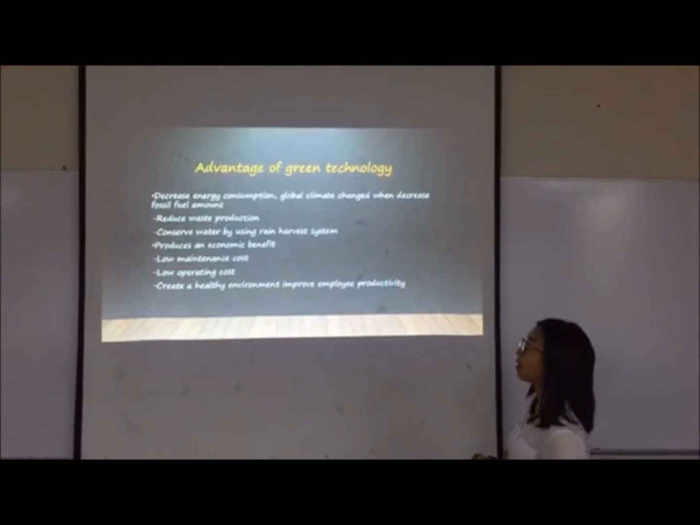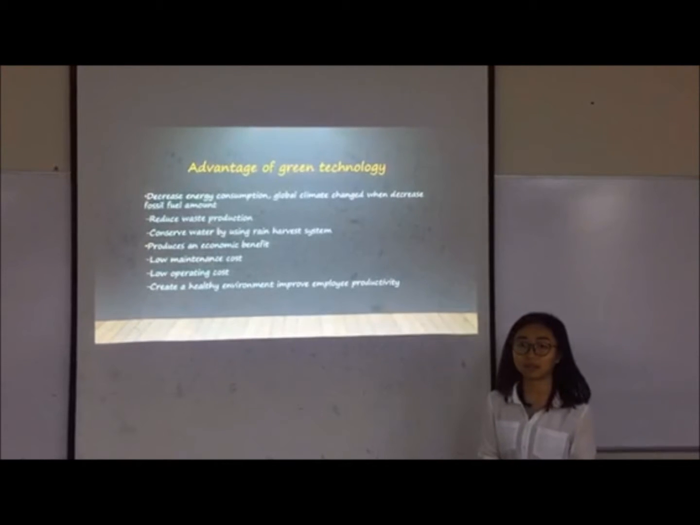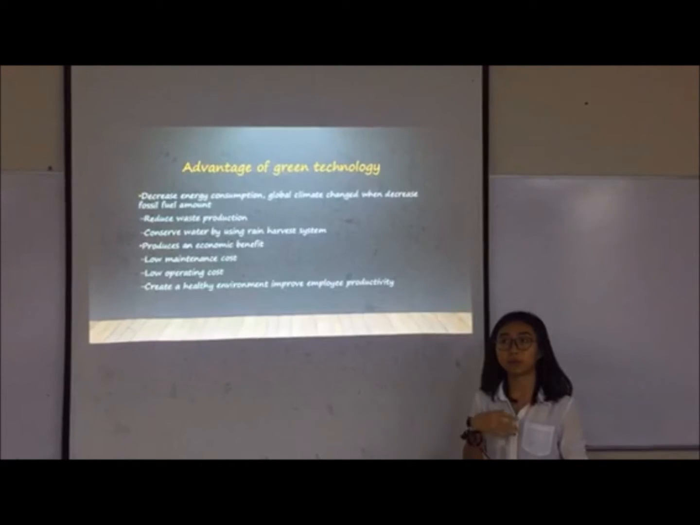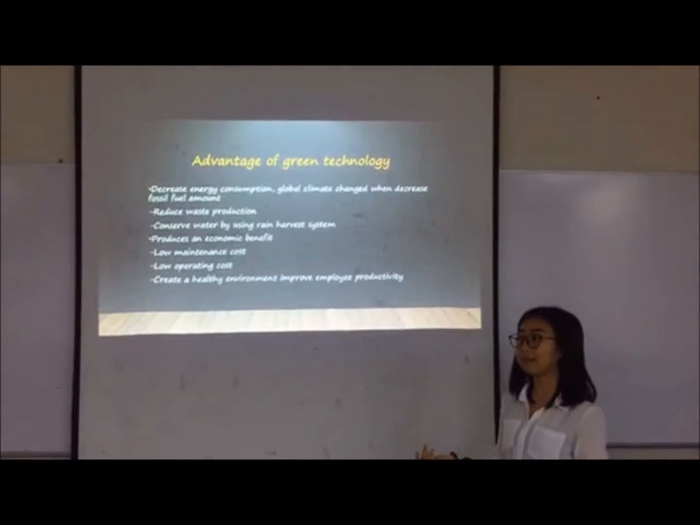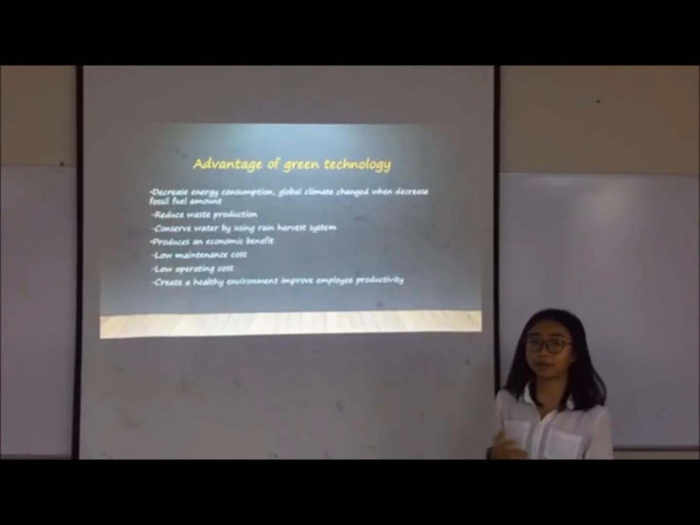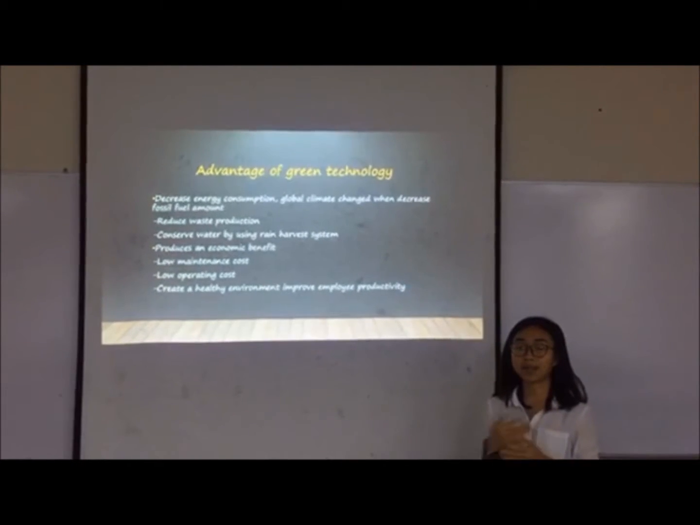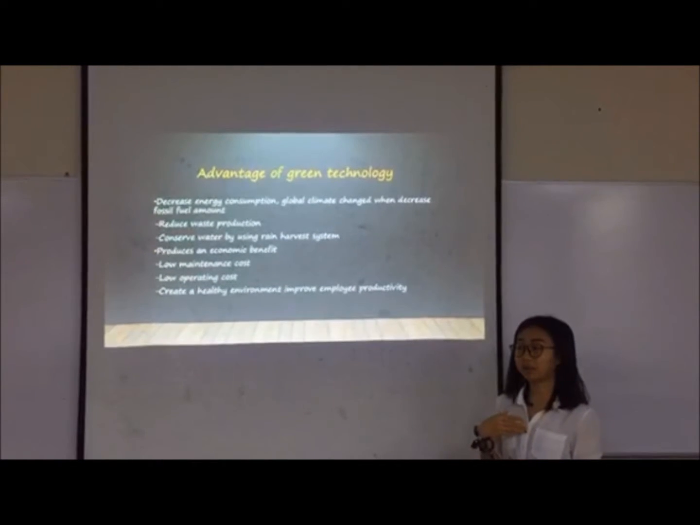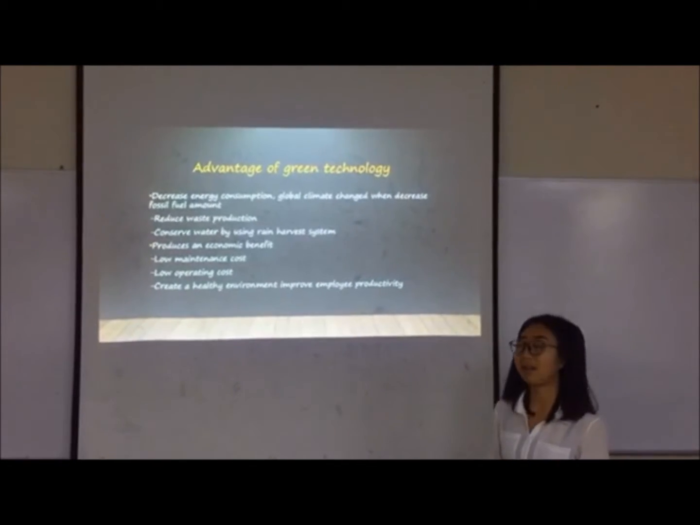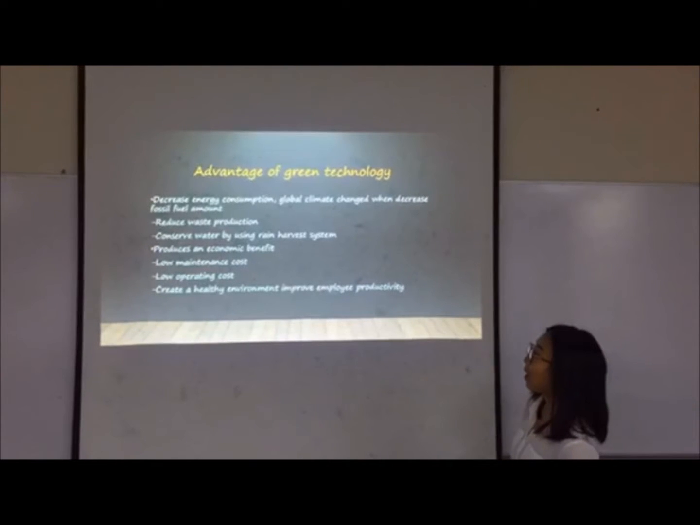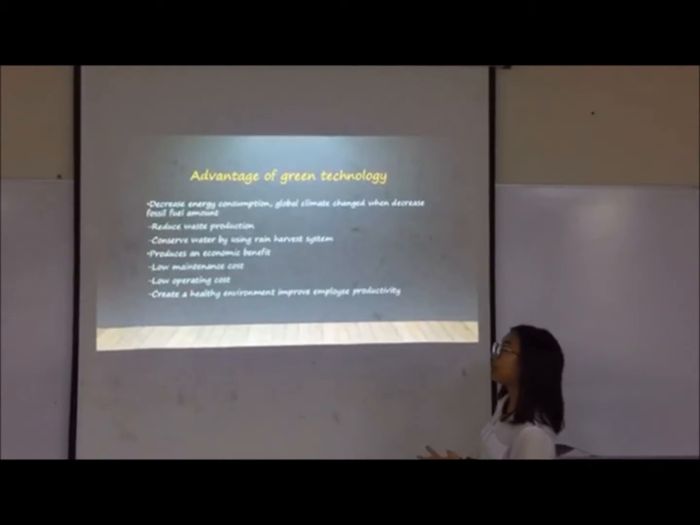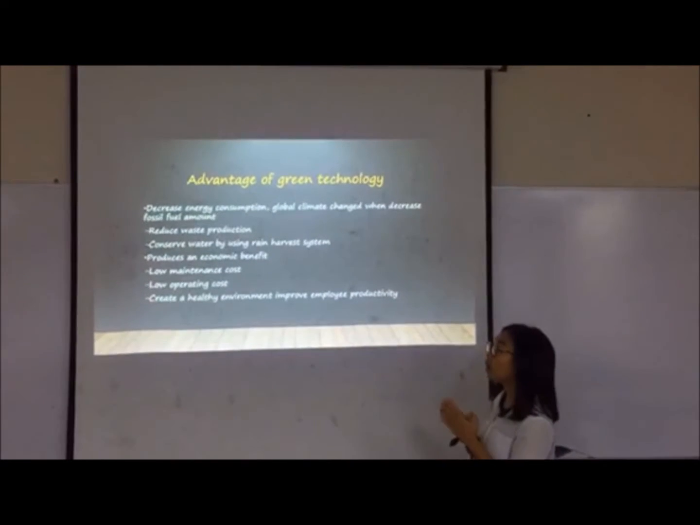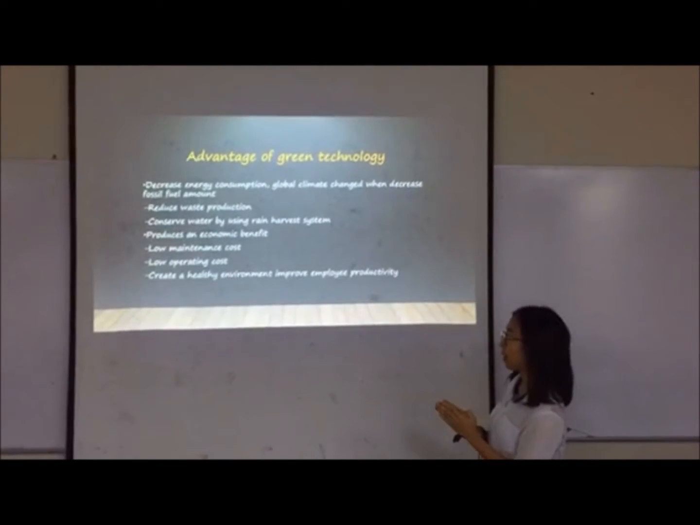After that, we also can conserve the water by using a rain harvest system. We can use the rainwater, which is clean, with no need for any treatment or process. Then we can use the water for planting, for washing our hands, for flushing toilets and so on. And then it also can produce economic benefits. It has low maintenance cost and low operating cost.